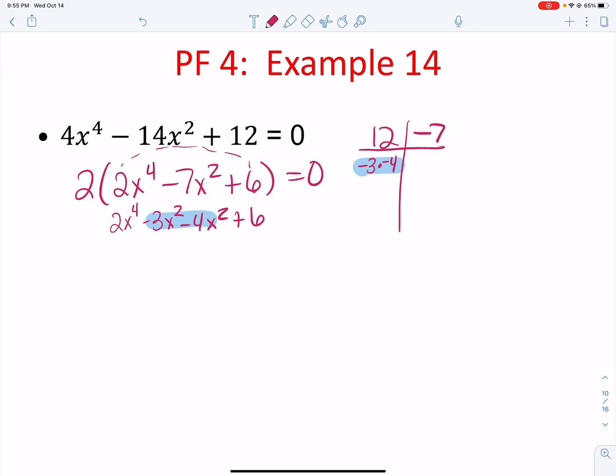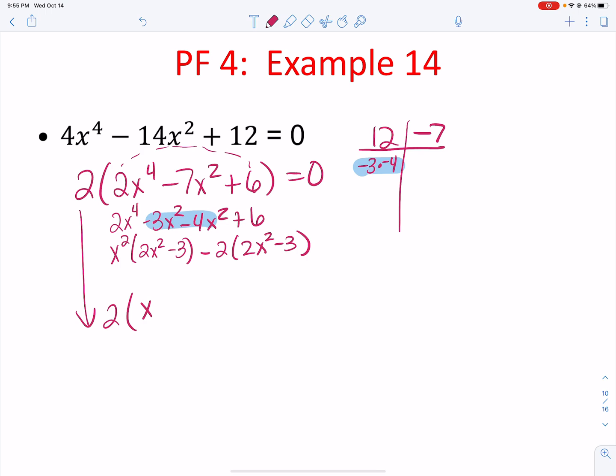And so then I can group. I'm going to bring this down so it's there. I would take out an x squared, and that would leave me with a 2x squared minus 3. And here I could take out a -2, and that would leave me with a 2x squared minus 3. So my final factoring answer would be with the 2 up front, 2, and then x squared minus 2 and 2x squared minus 3. So those are my factors.